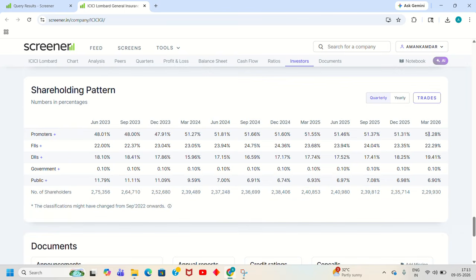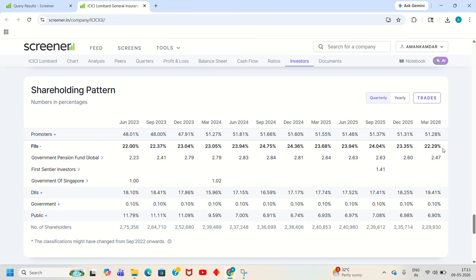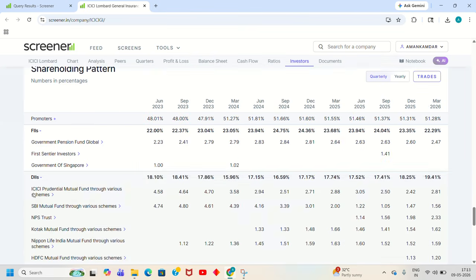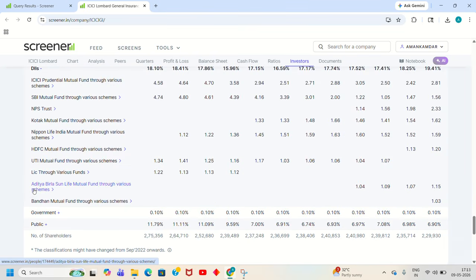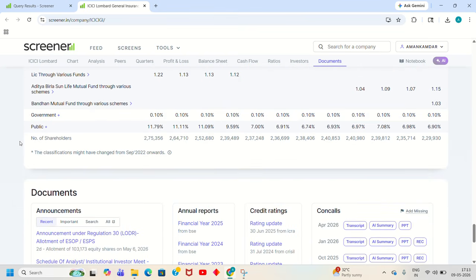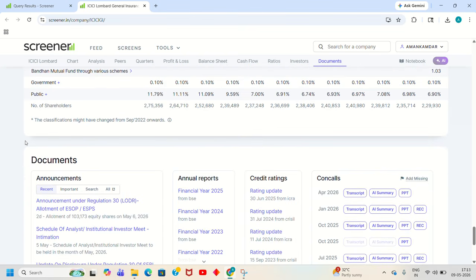Promoter is currently holding 51.28% as of March 2026. Financial institutional investor is holding 22.9%, out of whom there is Government Pension Fund Global, First Sentier Investors, Government of Singapore has also invested. Domestic institutional investors, some of the notable names are ICICI Prudential Mutual Fund, SBI Mutual Fund Trust, KMNPS Trust, Kotak Mutual Funds, and all.